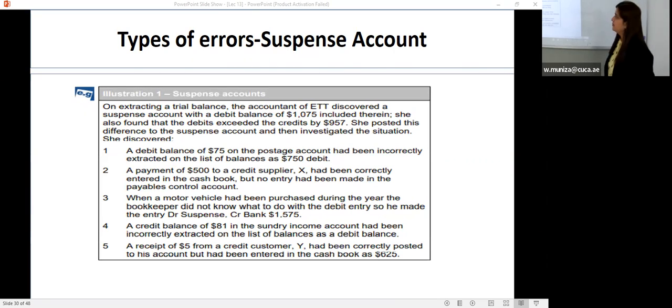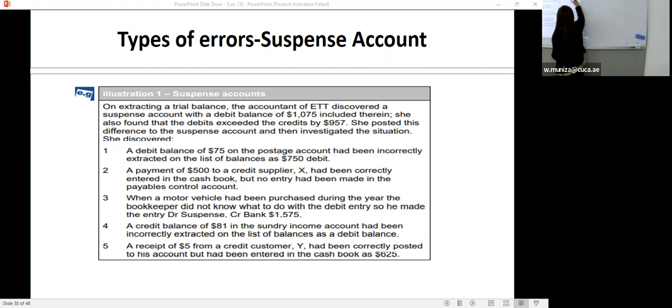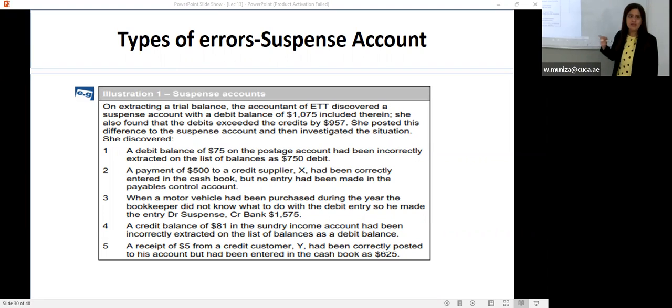Let's read this question. On extracting the trial balance, the accountant of ETT discovered a suspense account with the debit balance of 1,075. There has been a suspense account. This is what they are telling us. Like all the other accounts, we have a suspense account as well, and they are telling us that it has been discovered that the suspense account is having a debit balance of 1,075. Where should we post this balance?